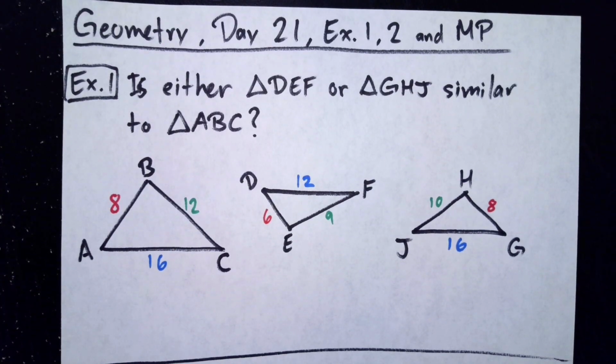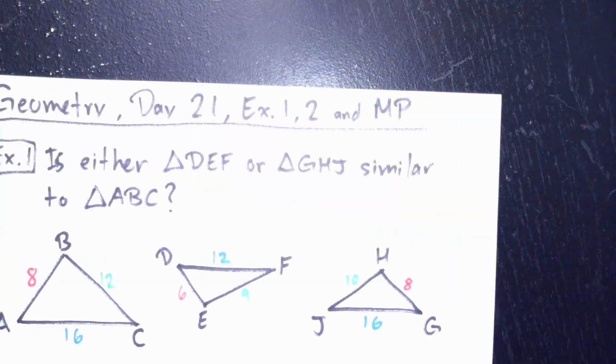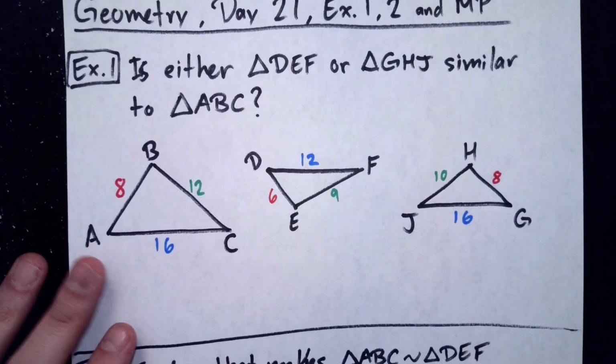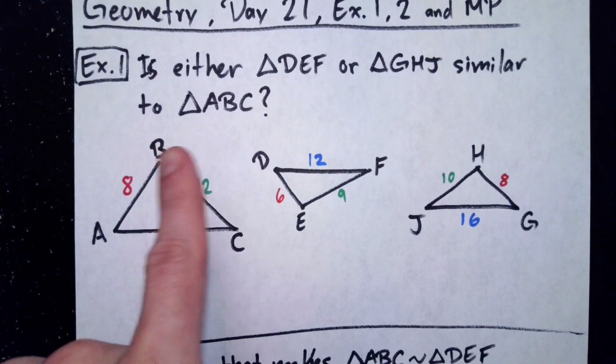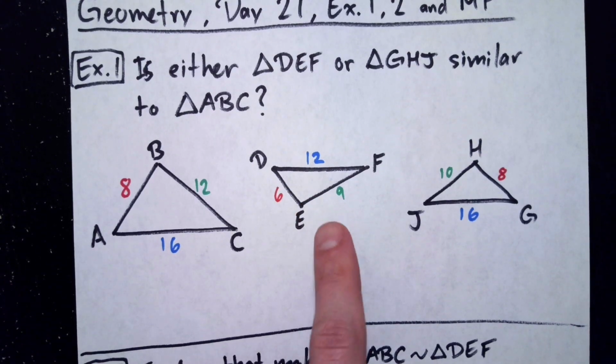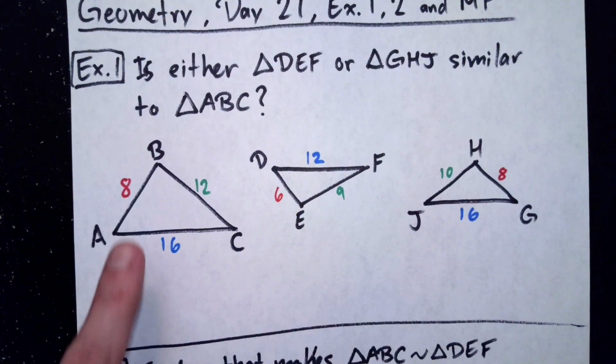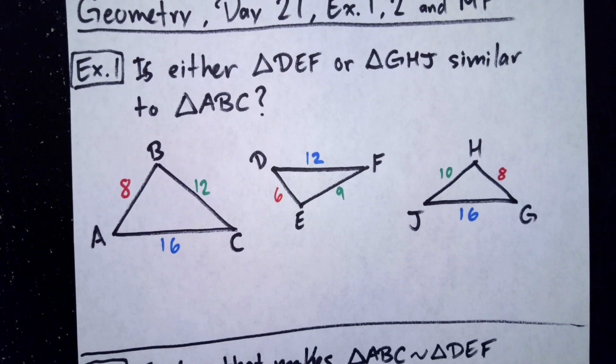Alright everybody, so we're going to be working on examples 1, 2, and the monitoring progress problems that we have for day 21 of geometry. Let me make sure I got everything. Yep, I got everything. Okay, so example 1 says, is either triangle DEF, which is this one here, or triangle GHJ, which is this one right here, similar to triangle ABC?